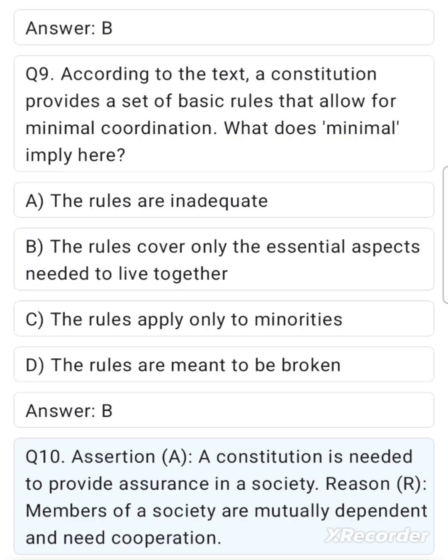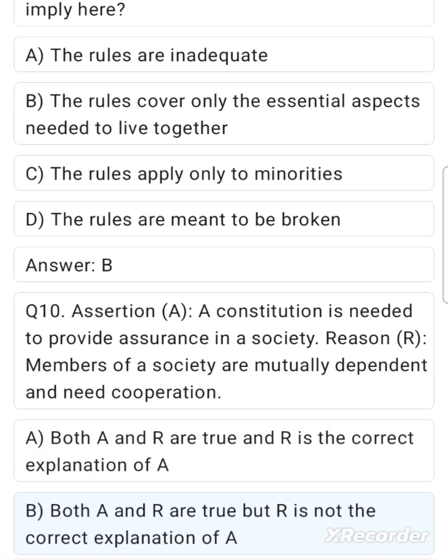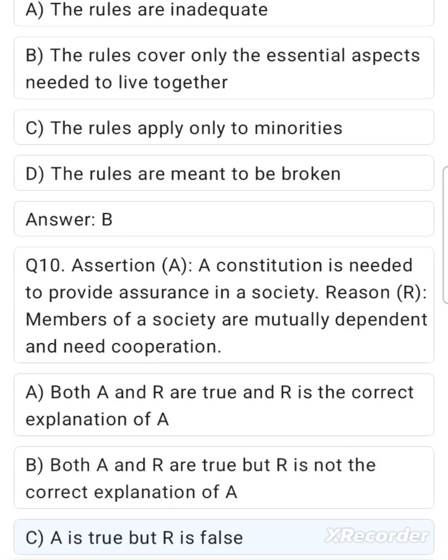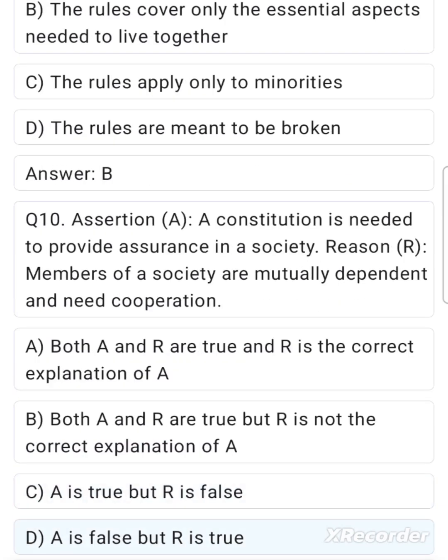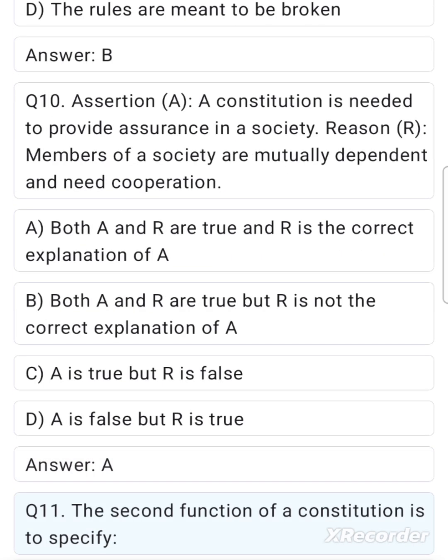Q10. Assertion A. A constitution is needed to provide assurance in a society. Reason R. Members of a society are mutually dependent and need cooperation. A. Both A and R are true and R is the correct explanation of A. B. Both A and R are true but R is not the correct explanation of A. C. A is true but R is false. D. A is false but R is true. Answer. A.